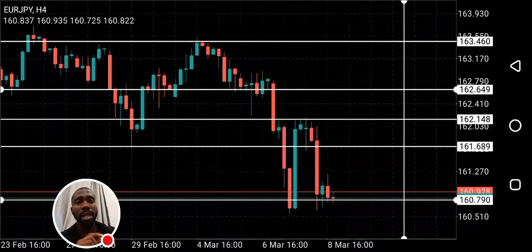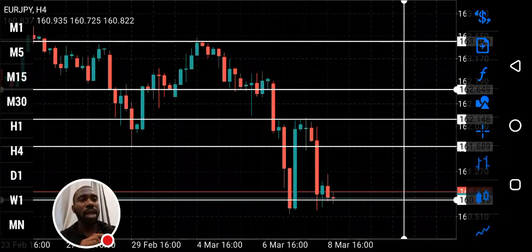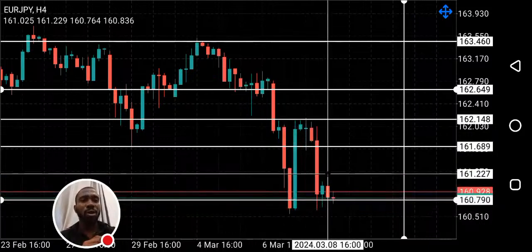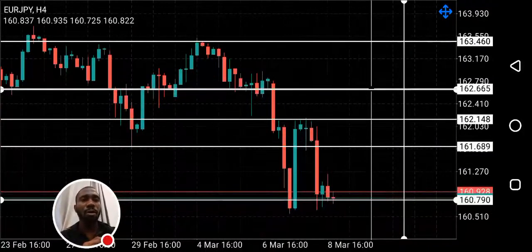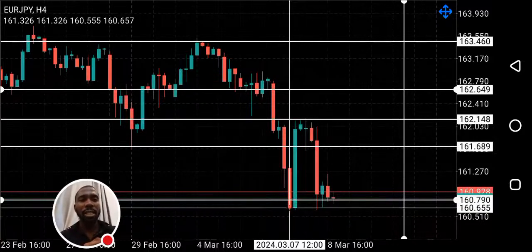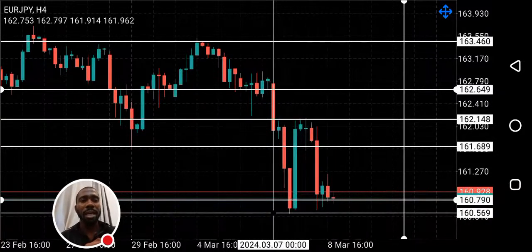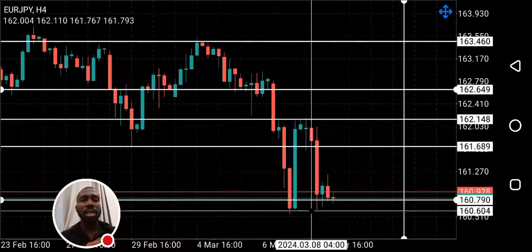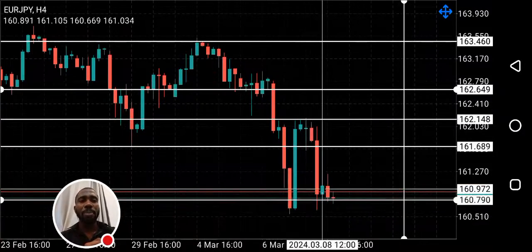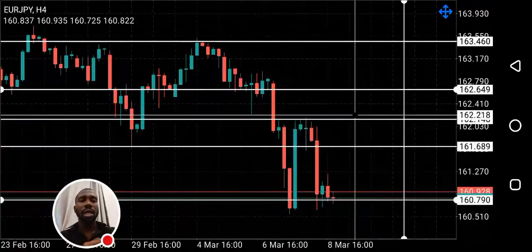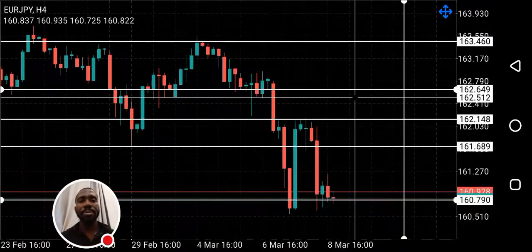Now there's a high probability that they will first push price below these lows before aiming for this fair value gap, because there is a lot of liquidity at this level. A lot of retail traders would have executed buys, and their stop losses will be at this level. So that's my take on Euro JPY.